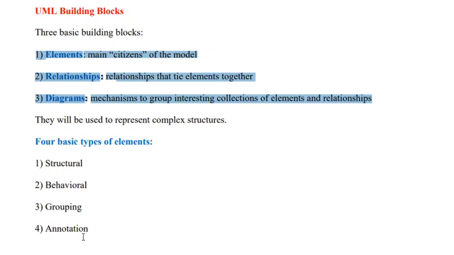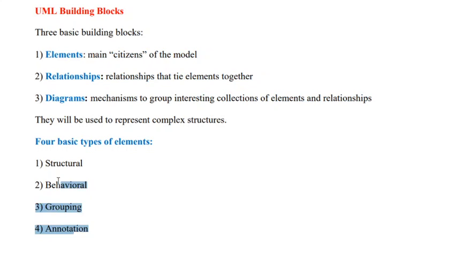Now there are four types of elements in UML. These are called the structural element, behavioral element, grouping element, and annotation element. The structural element describes the structural aspect. The behavioral element describes the behavior of the system. The grouping element packages everything together. The annotation element associates meaning with the various components of the structural, behavioral, and grouping elements.